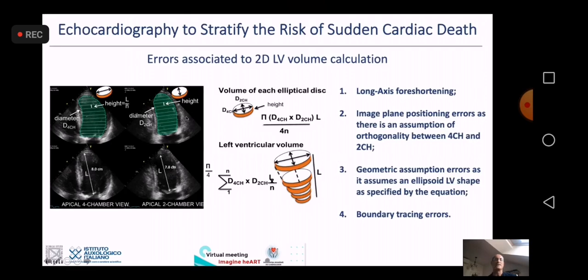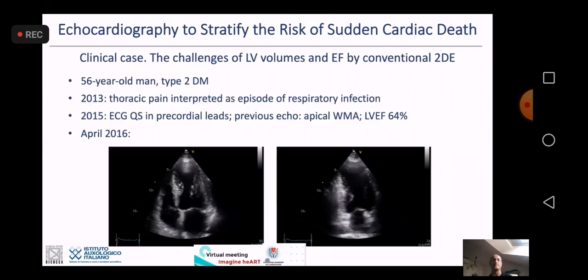Then we also have problems when the two views are not correctly oriented, and it happens in most of the patients acquired routinely. Finally, despite being a relatively robust algorithm, the biplane method of disc also has geometrical assumptions that are not met in most of our patients with geometric distortion of the shape of the left ventricle.